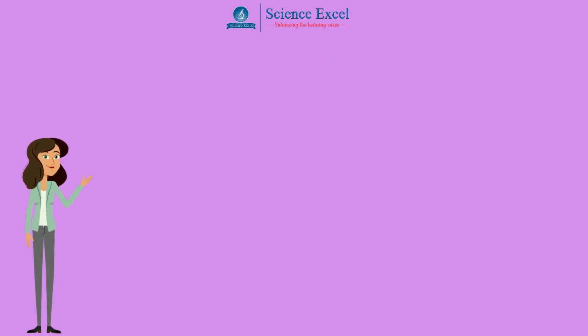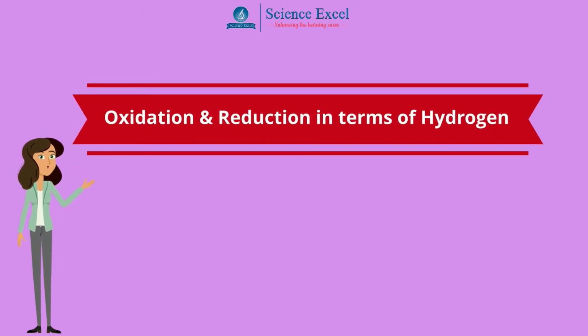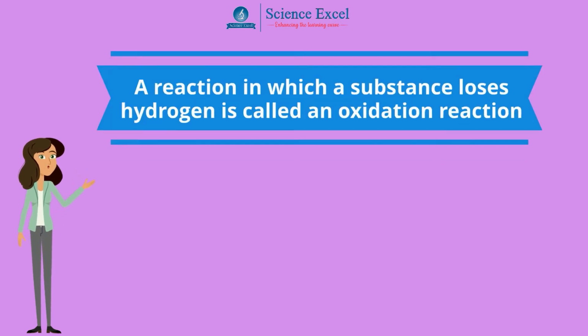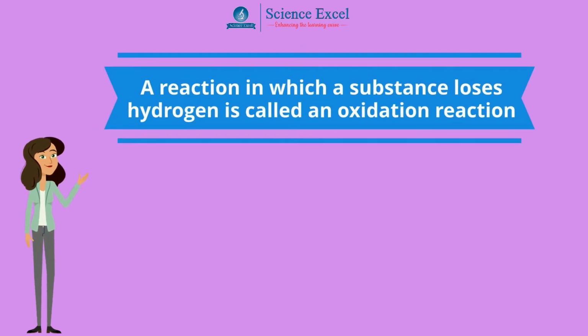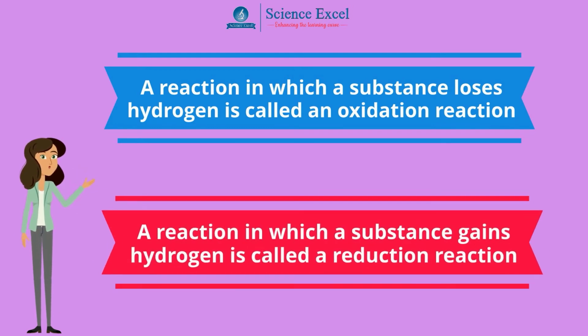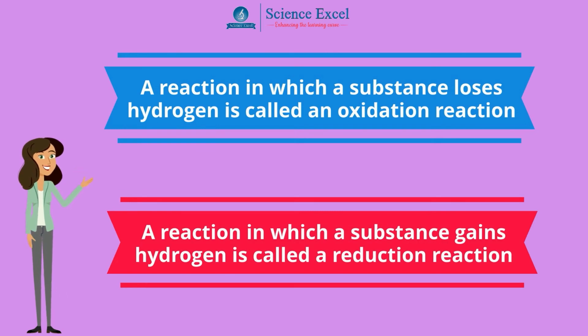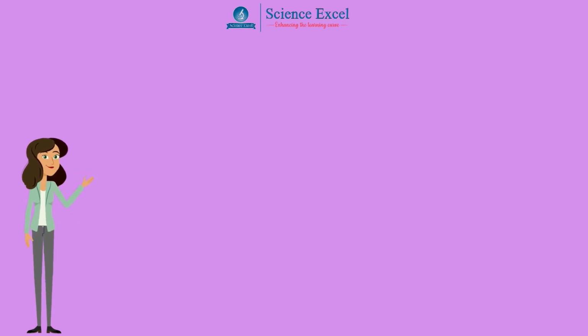In the last example, we have seen oxidation and reduction in terms of oxygen. Now let us see oxidation and reduction in terms of hydrogen. If a substance loses hydrogen during a reaction, the reaction will be termed an oxidation reaction. And if a substance gains hydrogen during a reaction, the reaction will be termed a reduction reaction. Let us understand this with the help of an example.